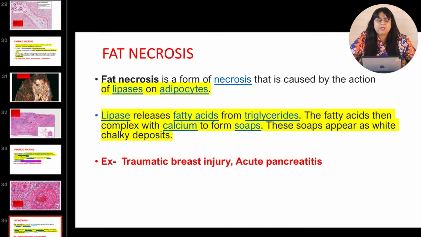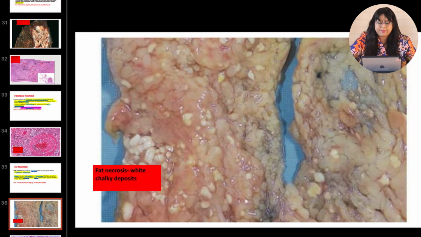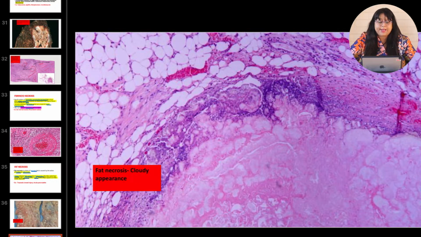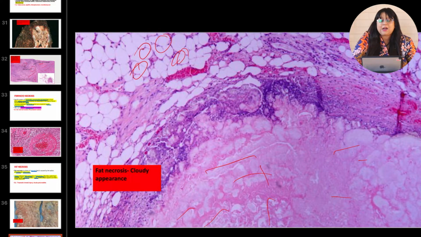And where can you find fat necrosis? As I've already told you, fat necrosis will always be seen in those organs which are fat rich. So in cases of traumatic breast injury or acute pancreatitis, you can encounter fat necrosis. So here in this picture you can see the chalky white deposits which are because of fat necrosis, and in this you can see the micrograph showing fat necrosis. Here you can appreciate the intact adipocytes. These are the intact adipocytes, and here what you are seeing is all fat necrosis, and it is giving a cloudy appearance.